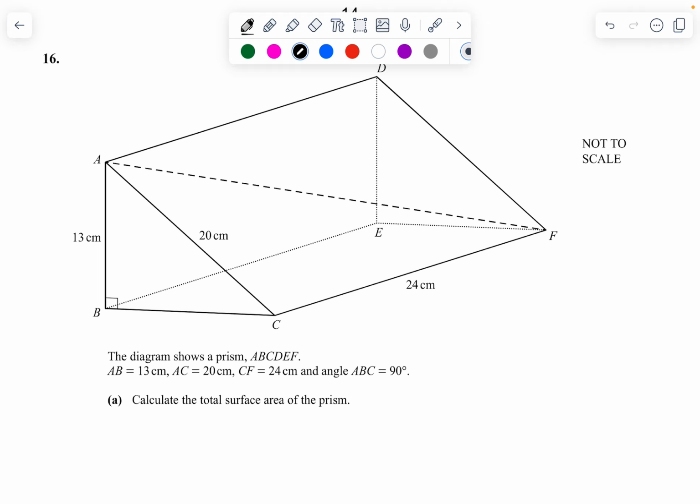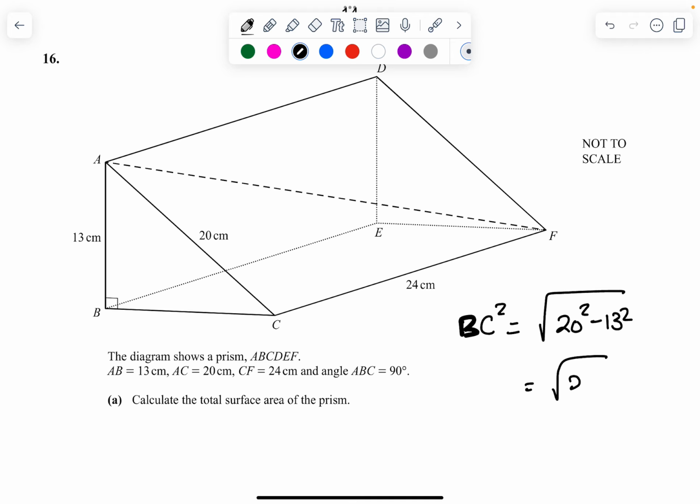So next is question number 16. The diagram shows a prism. Calculate the total surface area of the prism. So first of all, I'm going to calculate BC. How am I going to calculate BC? BC squared equals 20 squared minus 13 squared. BC is the square root of 231, which is 15.2. So this is going to be 15.2.